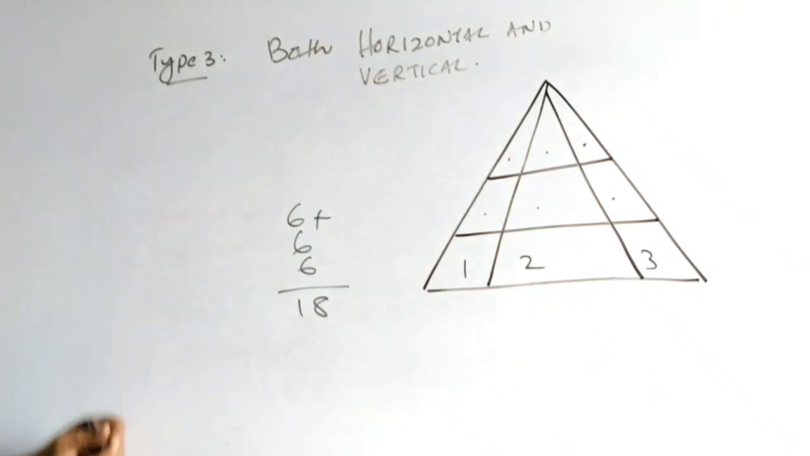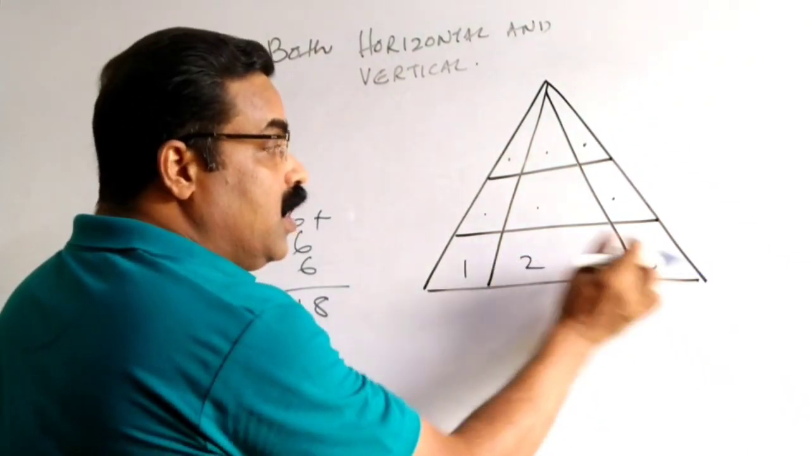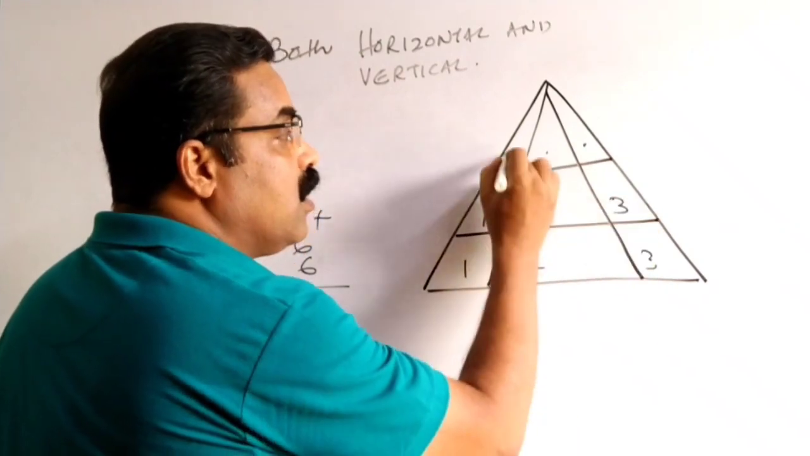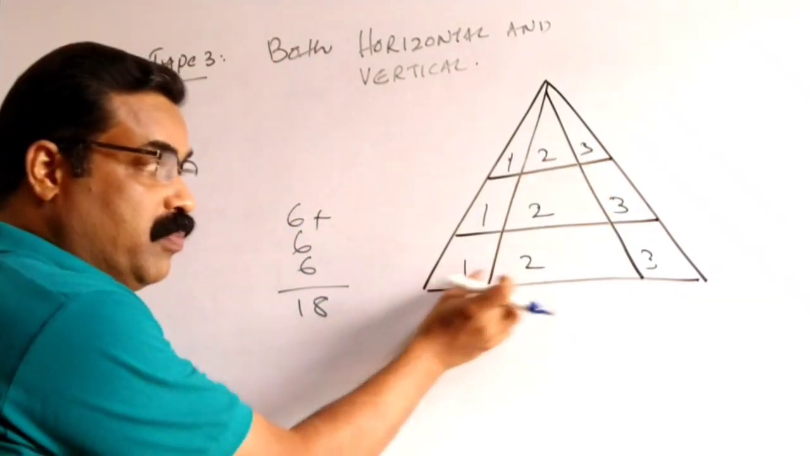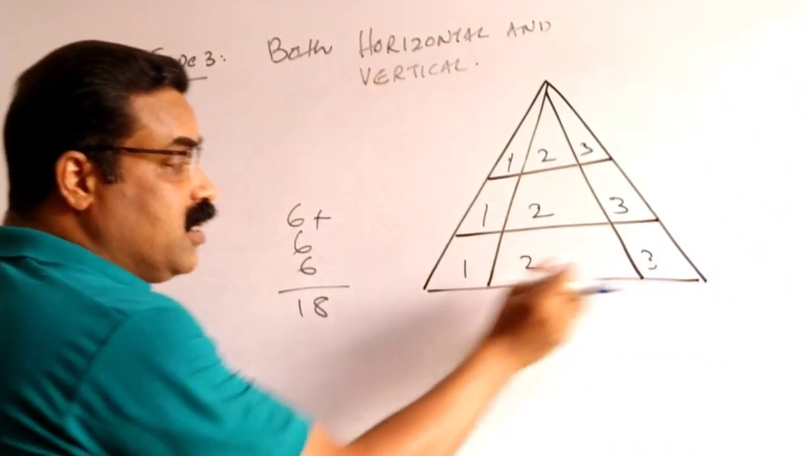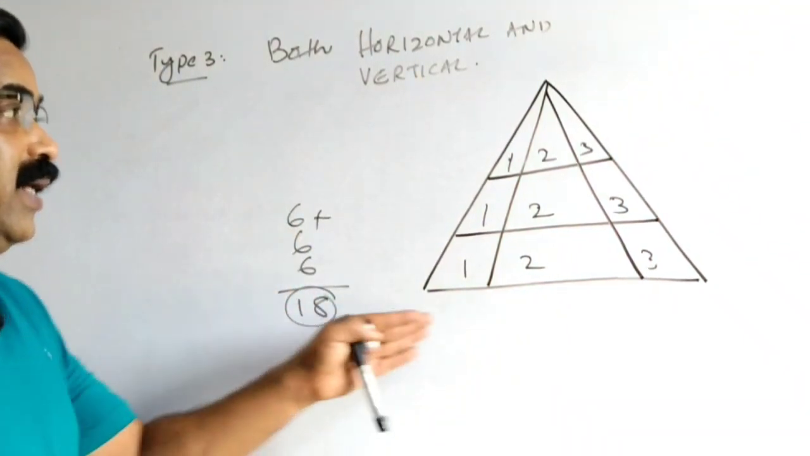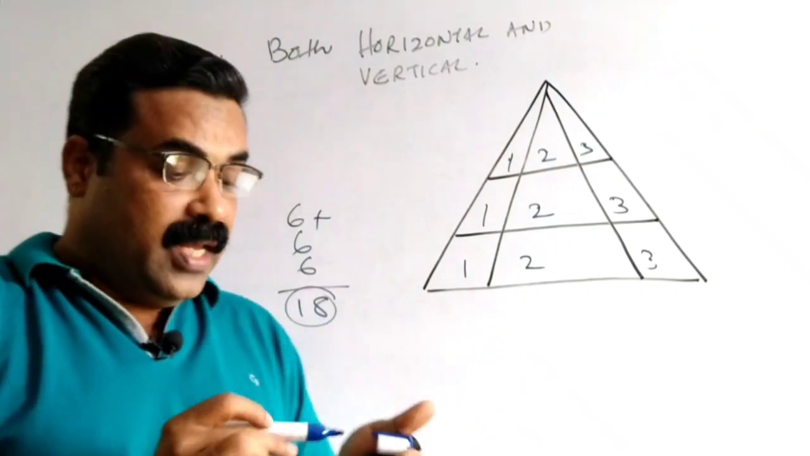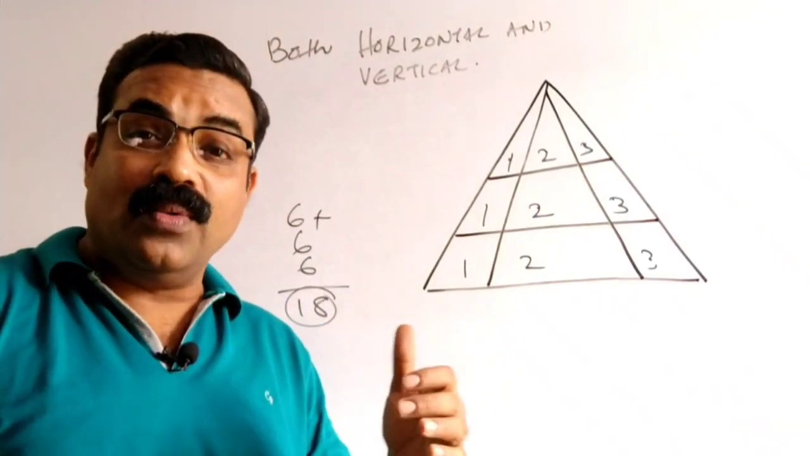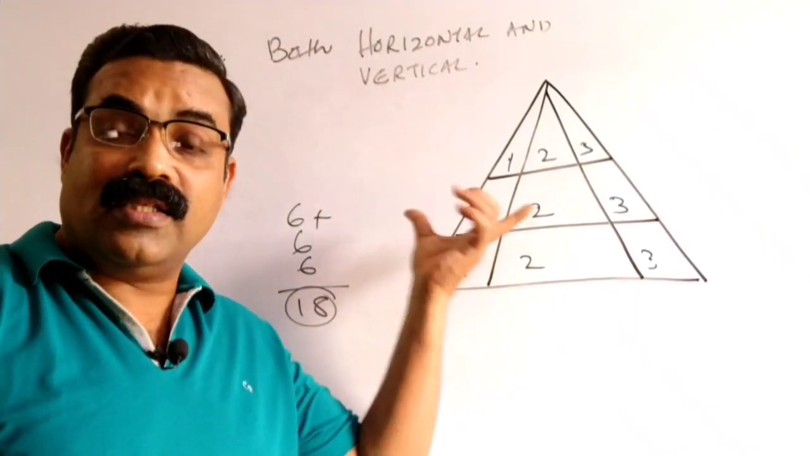18 triangles. Okay. Here 1, 2, 3. Here also it will be 1, 2, 3. Here also it will be 1, 2, 3. So 1 plus 2, 3. 3 plus 3, 6. So 6 into 3 parts. So 6 into 3, 18. So 18 triangles are there in this figure. Now it is easy for you to count the number of triangles in this figure.